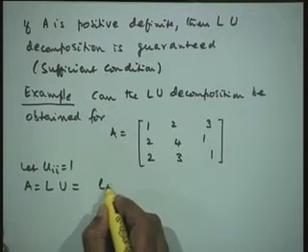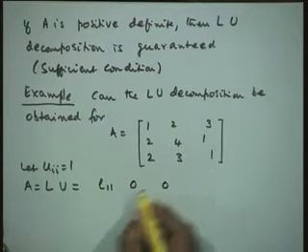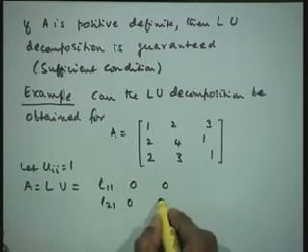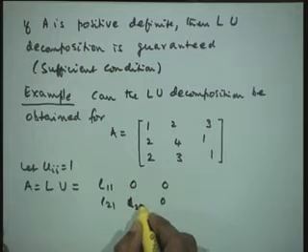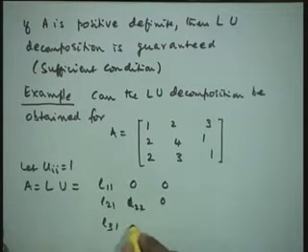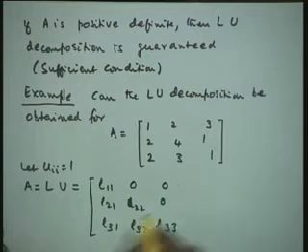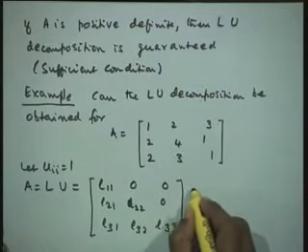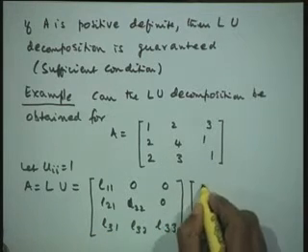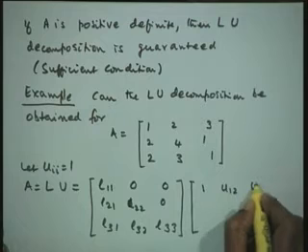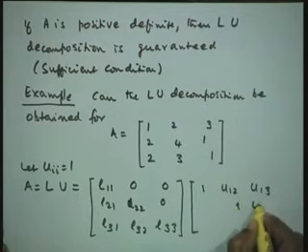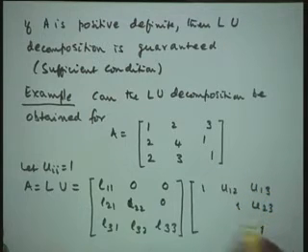So, I will have here L11 0 0, L21 L22 0, L31 L32 L33, times 1 U12 U13, 0 1 U23, 0 0 1.